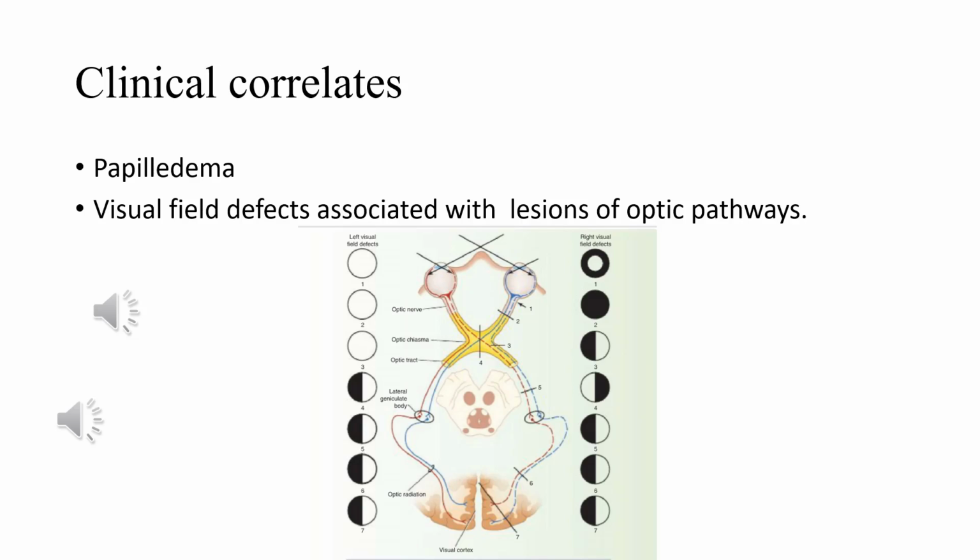So this is how lesions at the different levels of the visual pathway will affect the loss of field of vision in different areas, and this can be tested by testing the field of vision of the patient in a clinical setup.